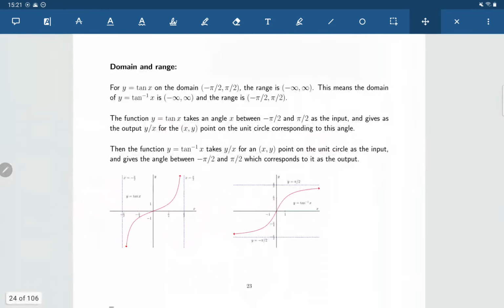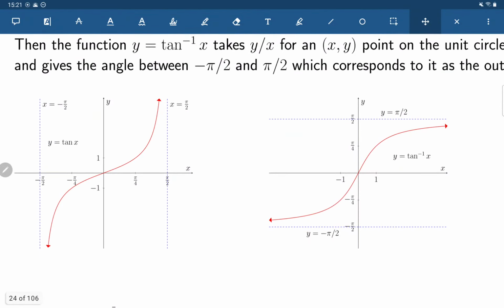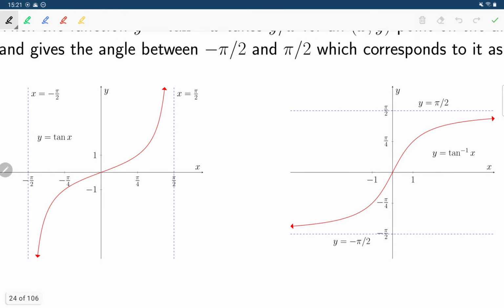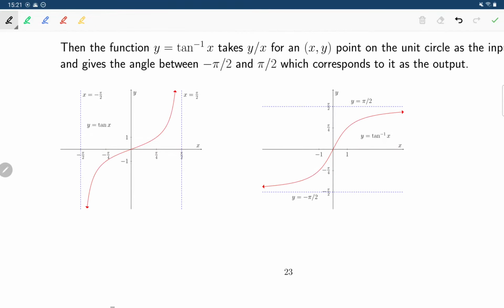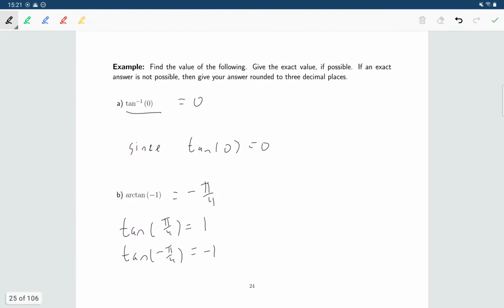And again, this could have come from the graph. Remember that in the graph of tangent, some nice points are 0, 0, pi over 4, 1, and negative pi over 4, negative 1. So if we knew the graph of tangent, then that would be an easy one to do. But if not, we could still think in terms of special triangles.